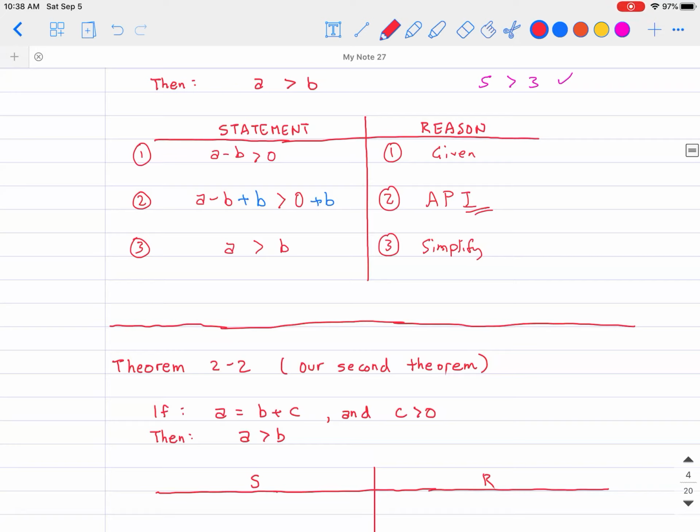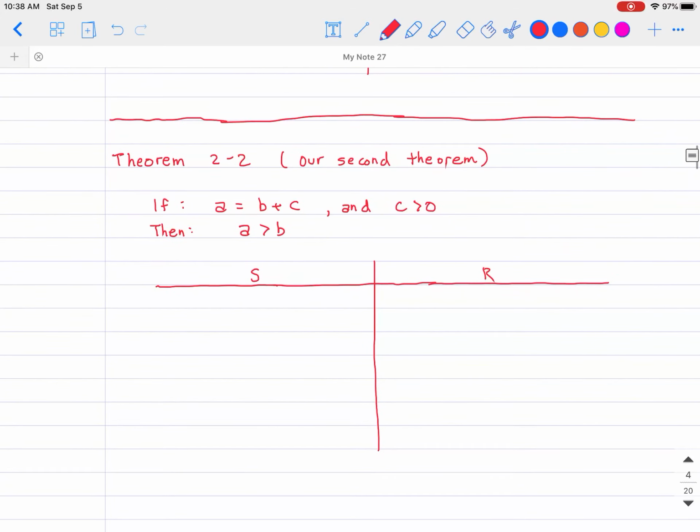So next one, this is going to be the last theorem of this section that we're going to talk about. And I'm going to show you what I mean by building a theorem and now we can use it from here on out instead of having to recreate the wheel every single time. So here's our second and last theorem for this section. Theorem 2.2 says if a is equal to b plus c, and we know that c is greater than 0, then the result is that a is greater than b.